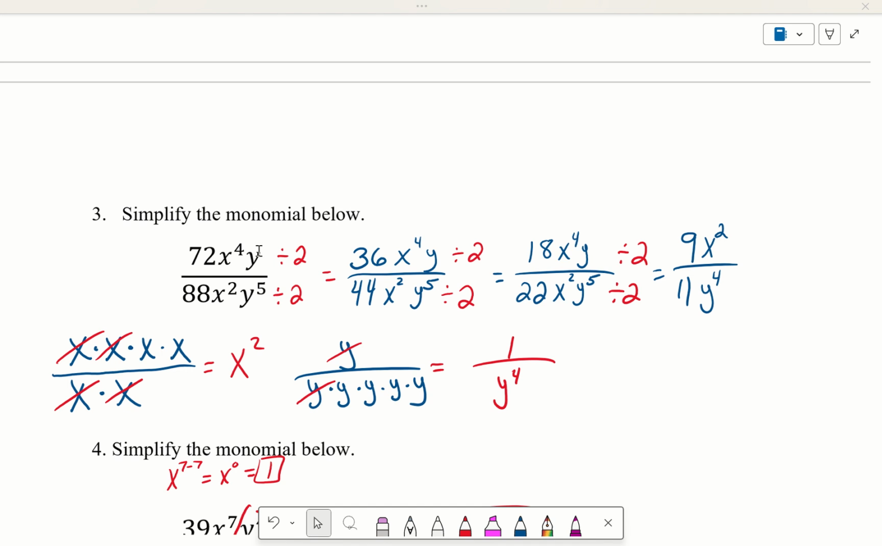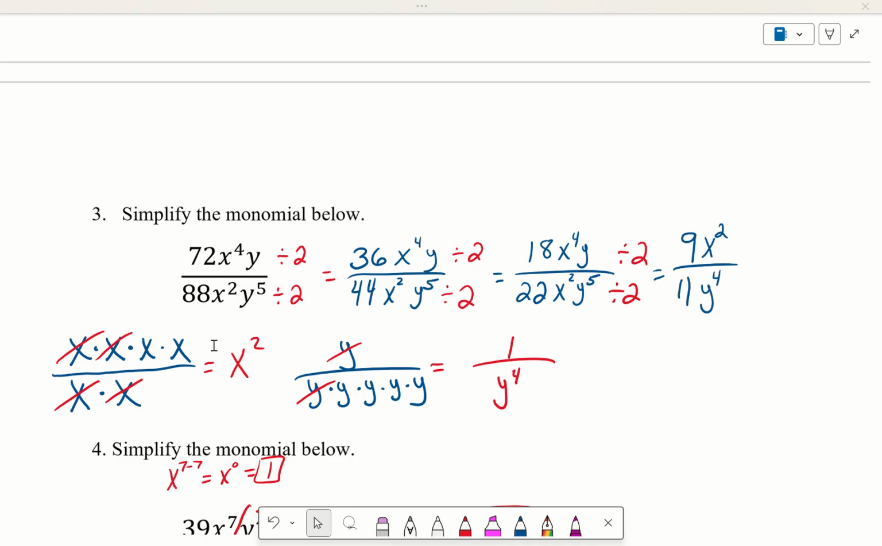Y to the power of 1 in the numerator. Y to the power of 5 in the denominator. Look for that larger exponent, which is in the denominator here. Y is going to be in our denominator. And we subtract the exponents, 5 minus 1, and we get y to the power of 4. So 9x squared over 11y to the fourth.